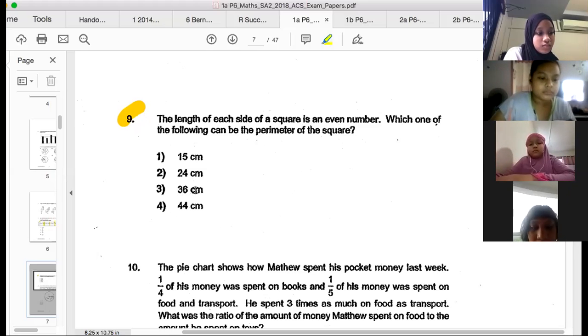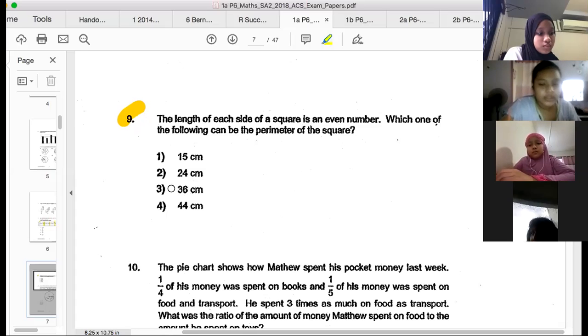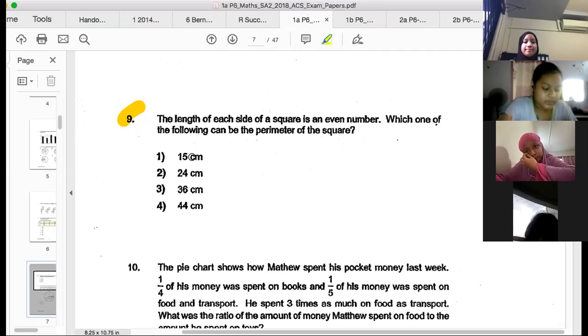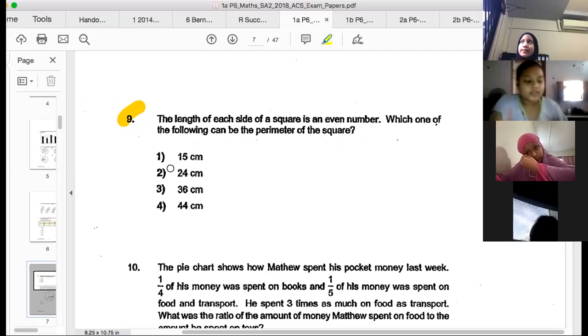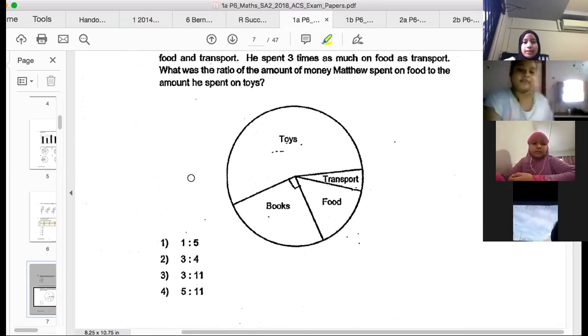36 divided by 4 equals 9. 9 is not an even number, so it cannot be. 24 divided by 4 is 6. 6 is an even number, possible. Yes, it is. 15 divided by 4 has a remainder, so not possible. So the answer is number 2. Okay, correct. Easy, yeah?